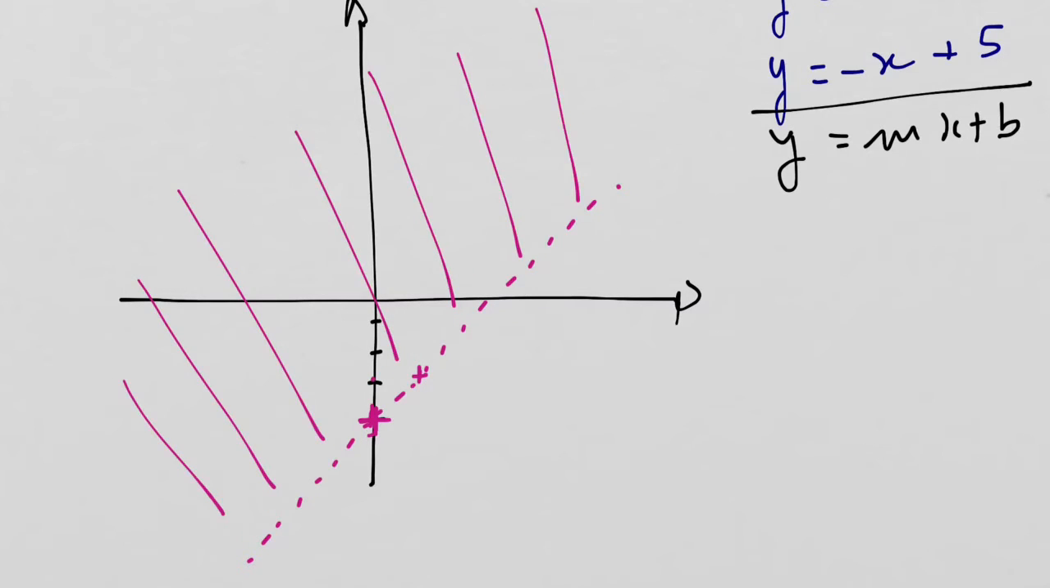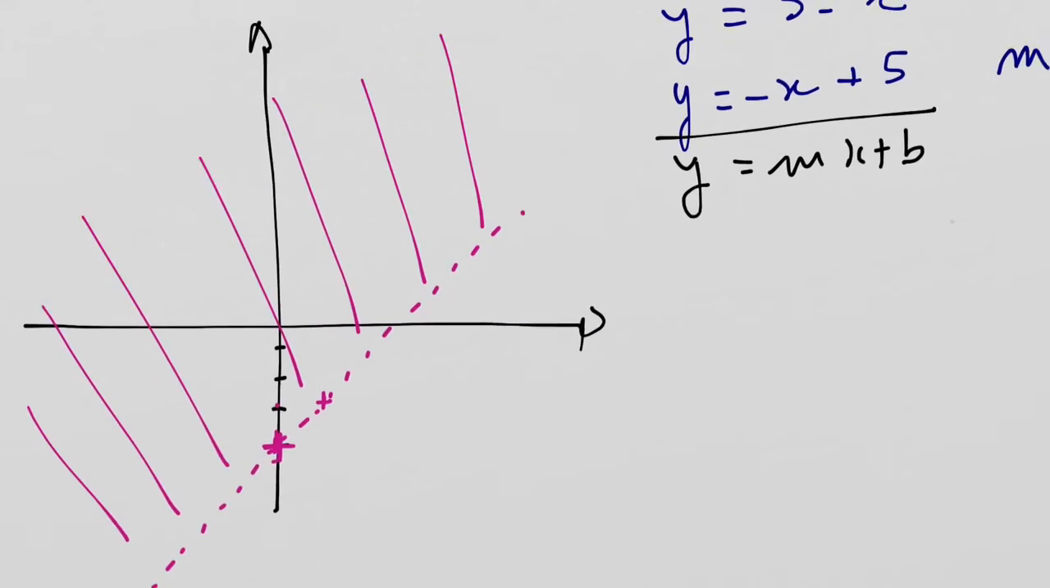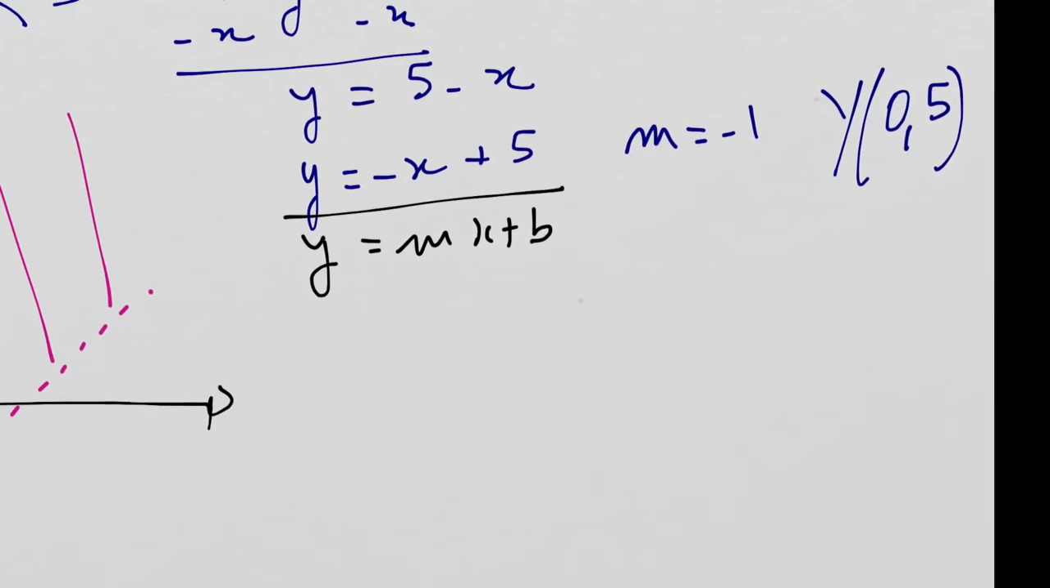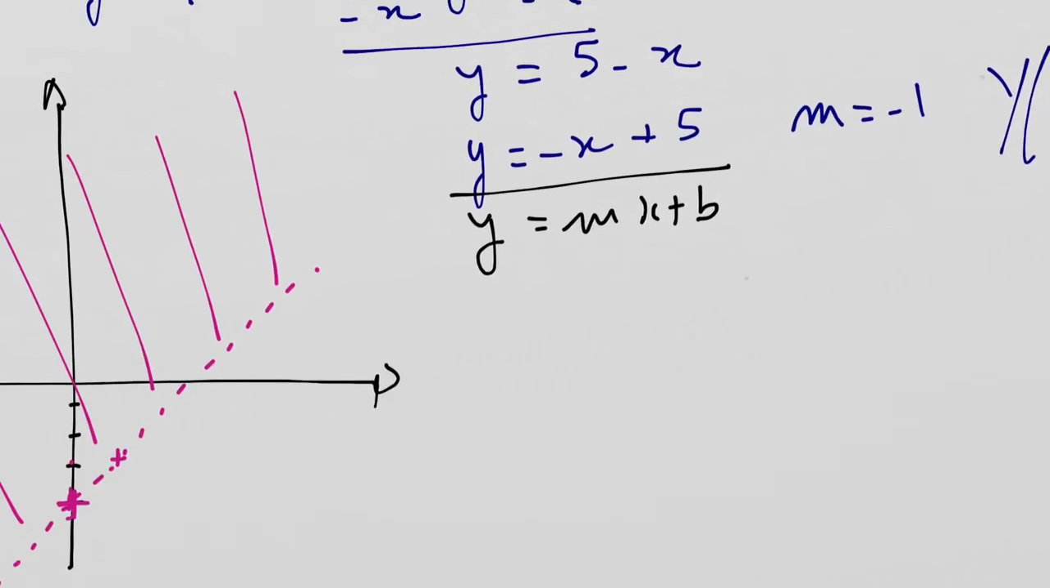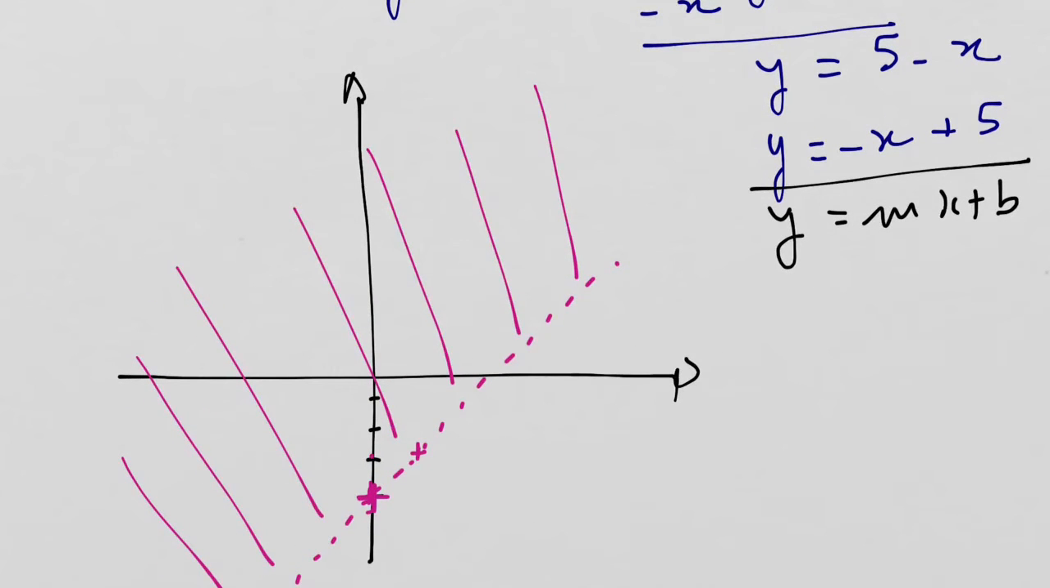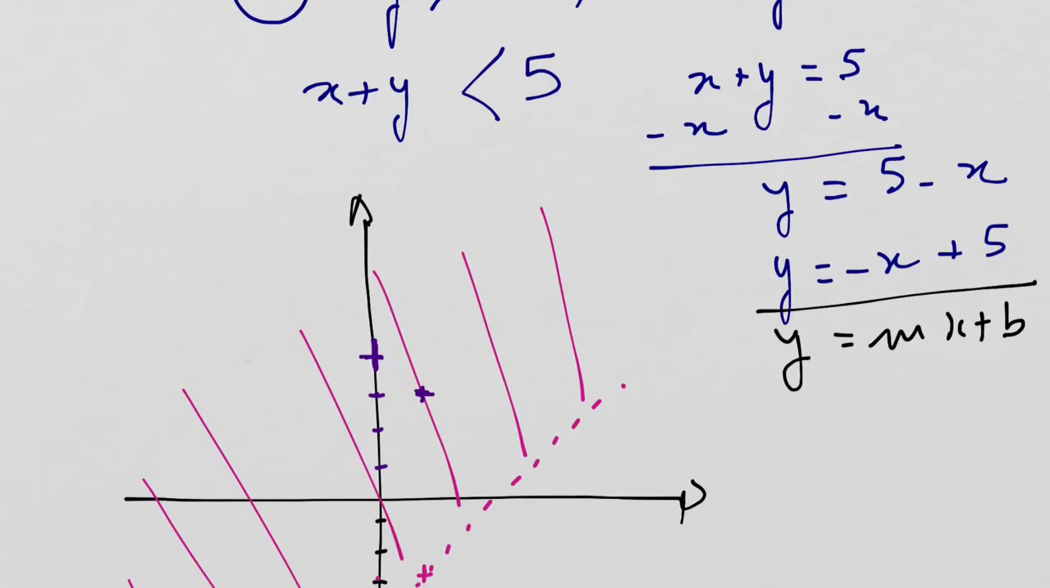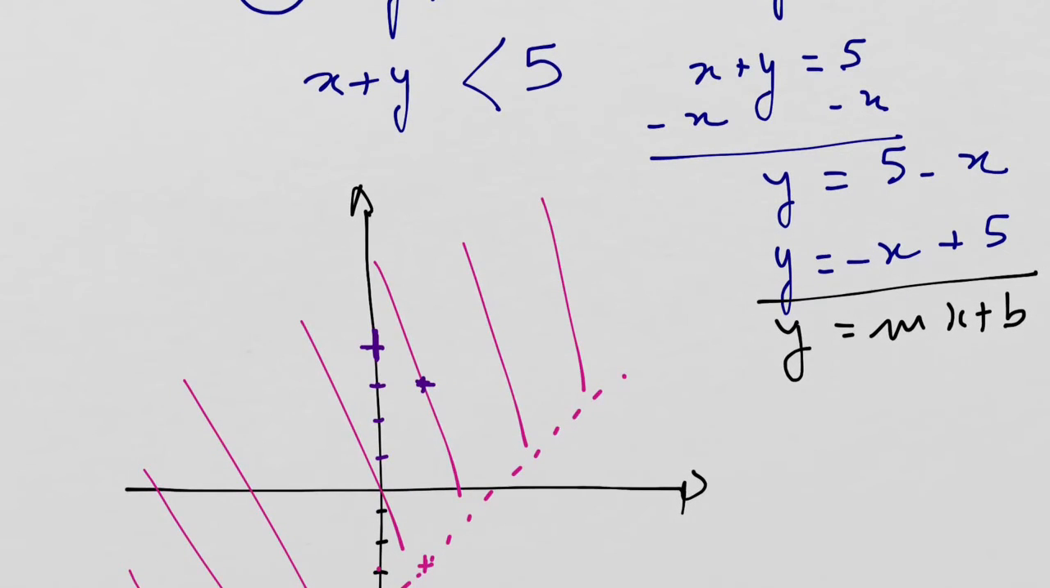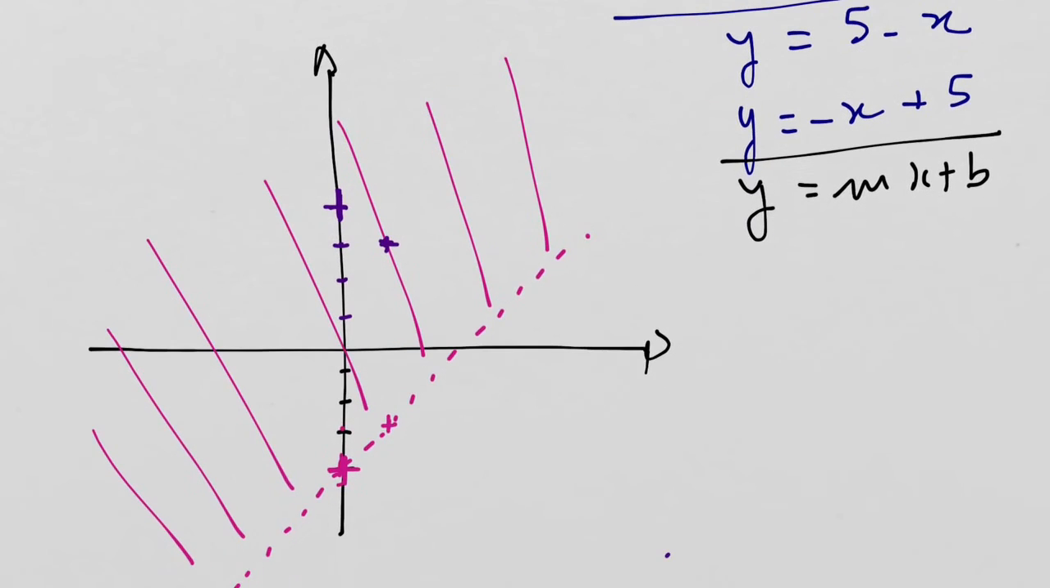Now, for the other one, I have a slope equal to -1 from the y-intercept (0, 5). So, from the y-intercept (0, 5), counting 1, 2, 3, 4, 5, from this point, because the slope is -1, I need to go down 1 and right 1. Now, I have to have a dashed line because there is no equal in my symbol right there. So, I have a dashed line.